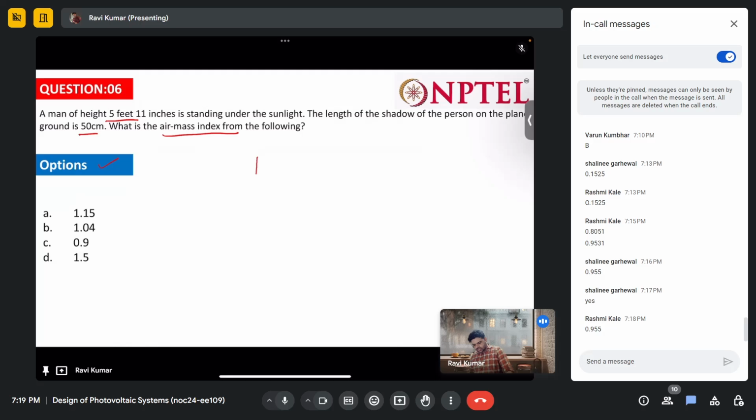A man is standing here. This is the man, 5 feet 11 inches. This is the shadow, 50 centimeters. You need to calculate.